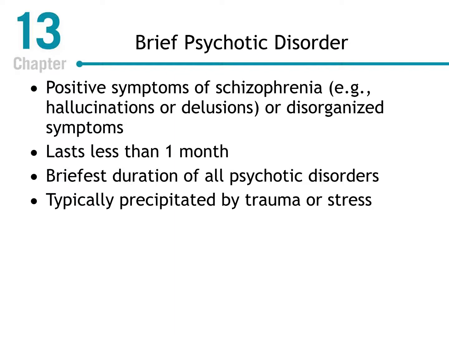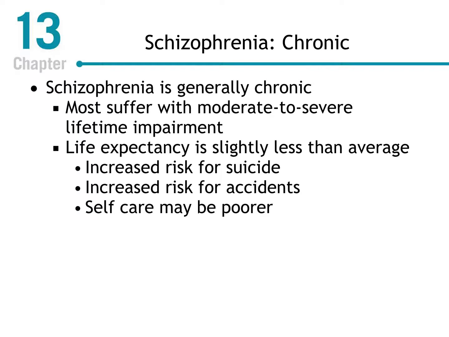Okay? So the biggest difference with all of those is that schizophrenia is really chronic. So most people have moderate to severe lifetime impairment, and the life expectancy is even affected. There's an increased risk for suicide, increased accident risk, and there may be greater threats to self-care and the ability to take care of oneself, take medication regularly, and things like that.